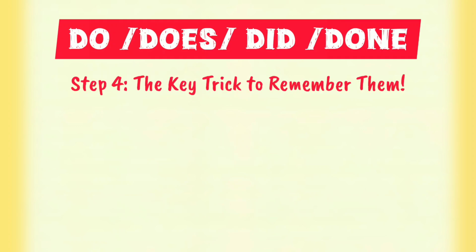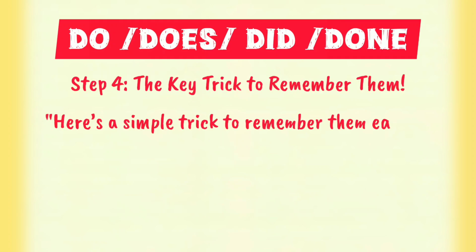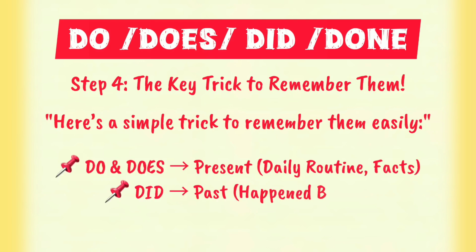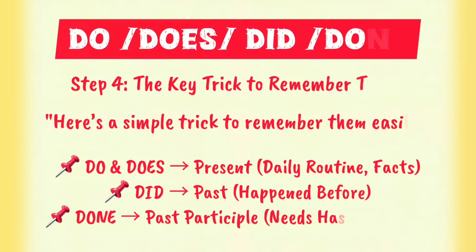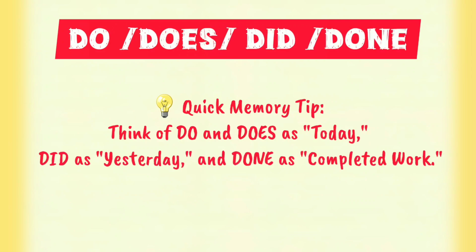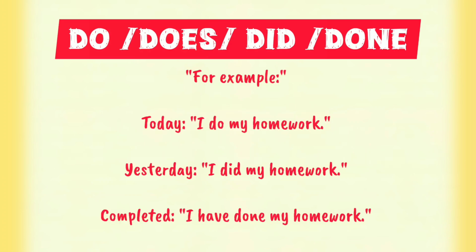Step 4. The key trick to remember them. Here's a simple trick to remember them easily. Do and does: present, daily routine, facts. Did: past, happened before. Done: past participle, needs has, have, or had. Quick memory tip: think of do and does as today, did as yesterday, and done as completed work. For example, today I do my homework. Yesterday I did my homework. Completed: I have done my homework.